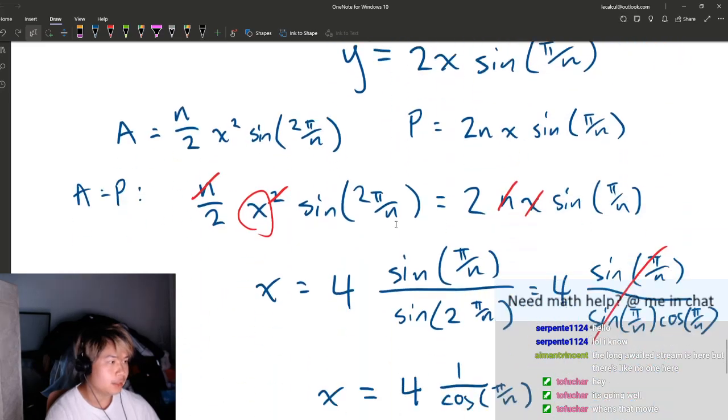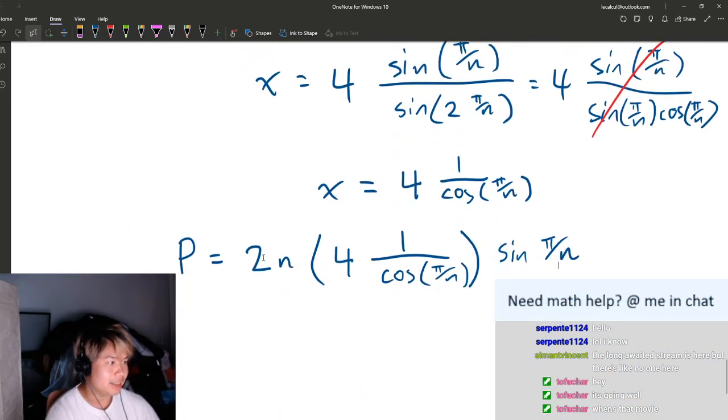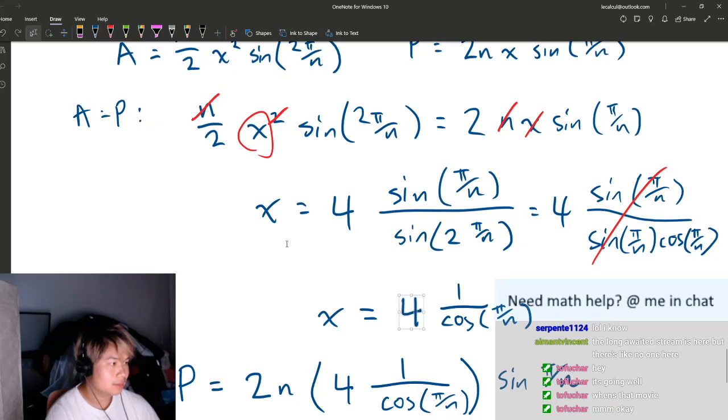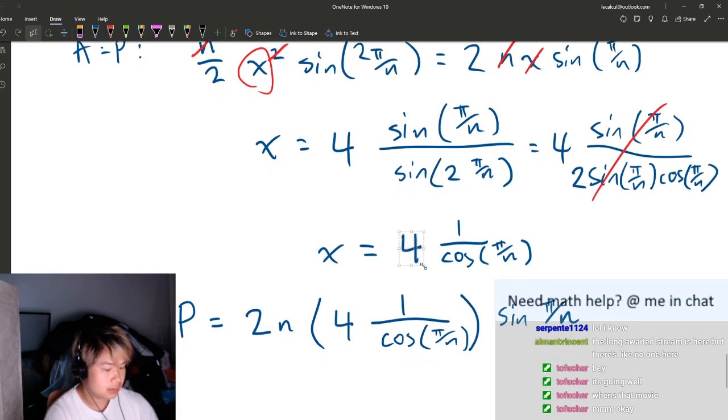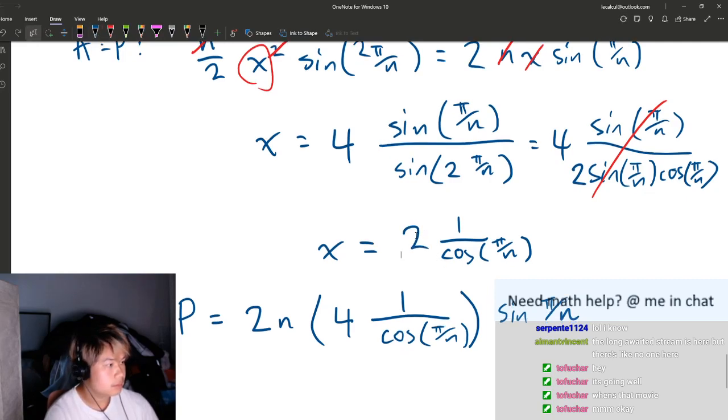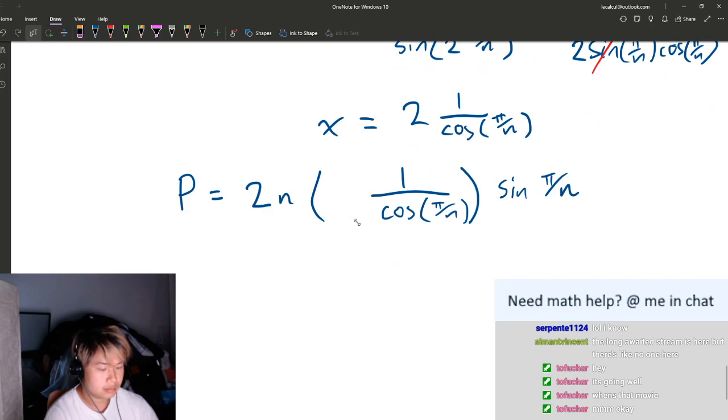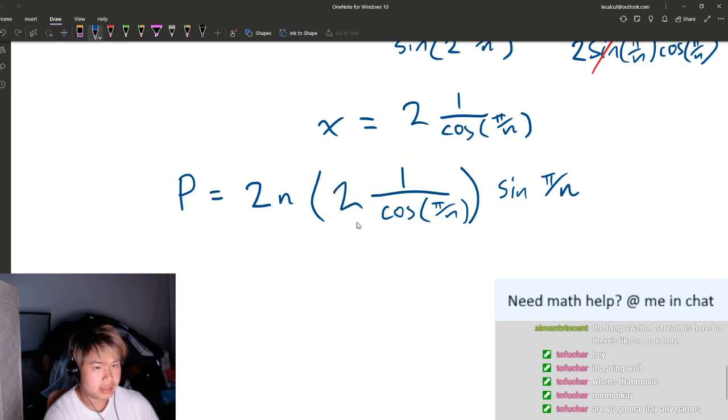Okay, I need 4. And I have 8. So this needs to be 2. So where did I go wrong? Oh, whoops. Forgot my 2 here in my double angle identity. So that should be 4 divided by 2 is 2. That's 2. And then, okay, I've shown this. Easy.